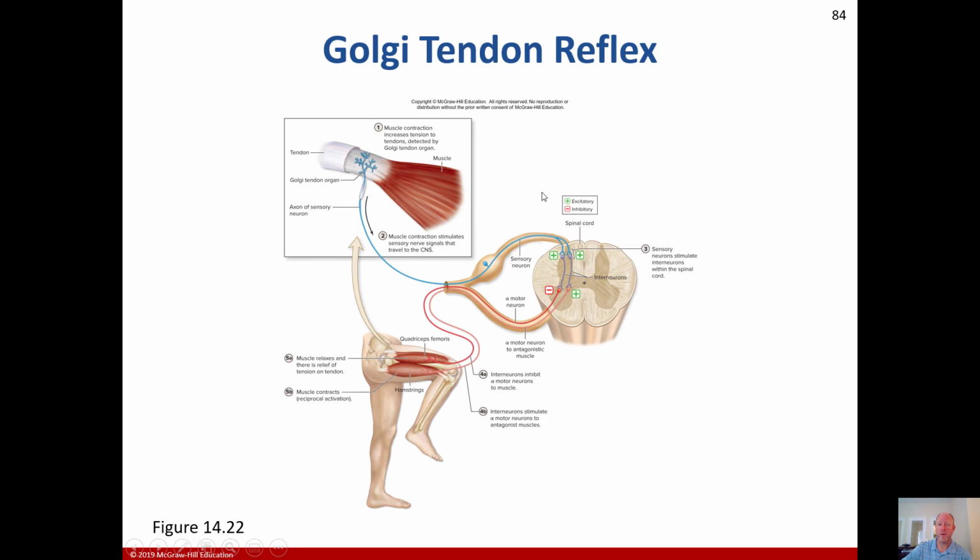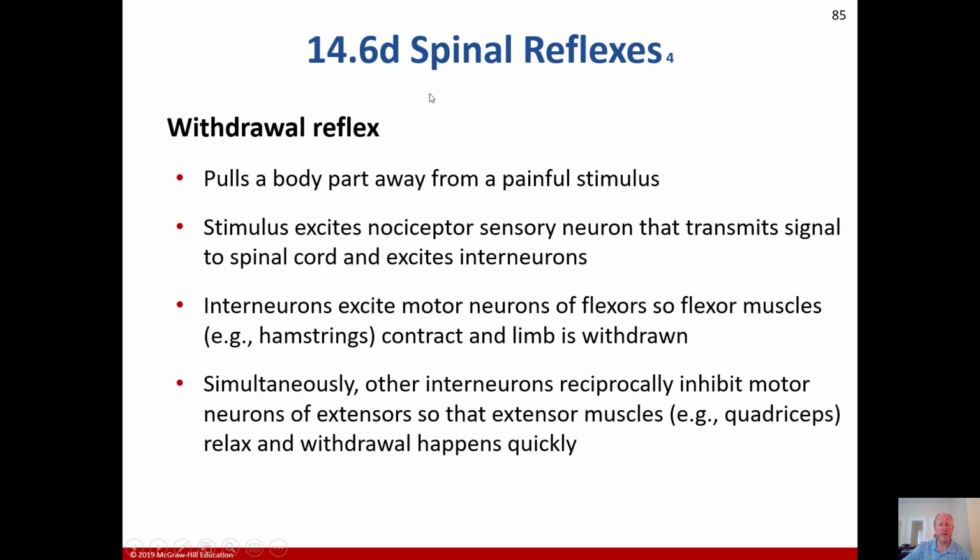Activation, obviously, firing. Spinal reflexes, the withdrawal reflex, pulls a body part away from a painful stimulus. The stimulus excites the nociceptor sensory neuron that transmits a signal to the spinal cord and excites interneurons. Interneurons excite motor neurons of the flexors, so flexor muscles like the hamstrings contract and the limb is withdrawn.